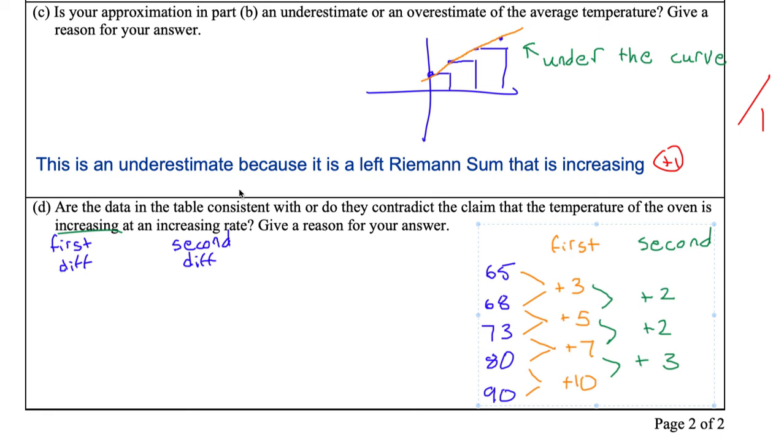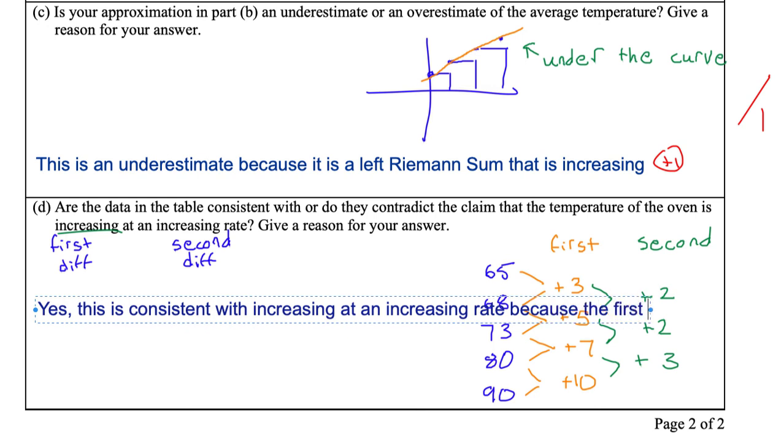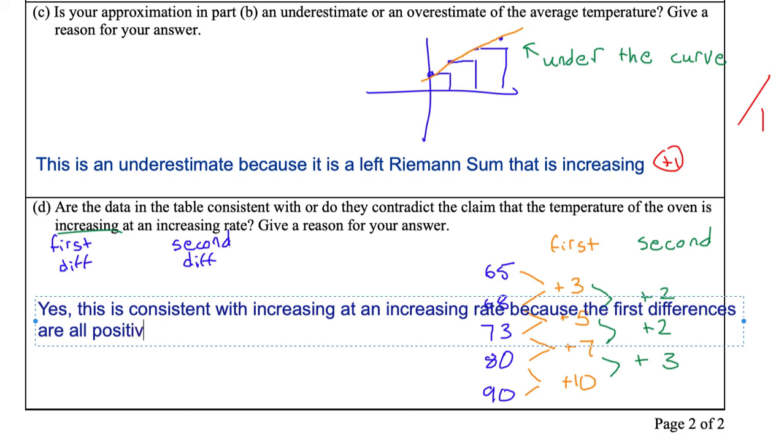And I can now say, yes, this is consistent with increasing at an increasing rate. Why? Because the first differences are all positive, and the second differences are also all positive. Positive. Done.